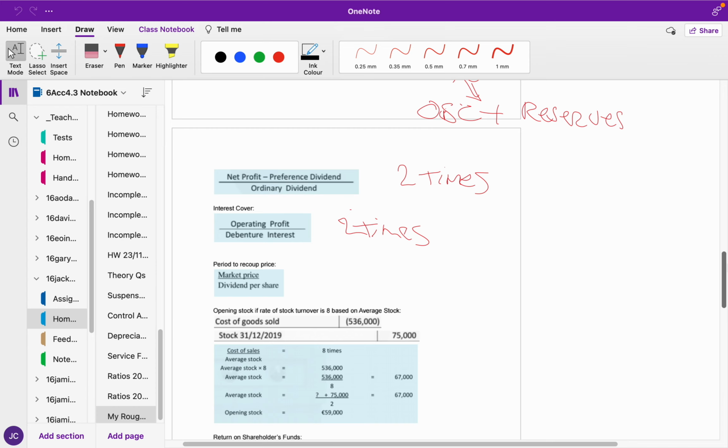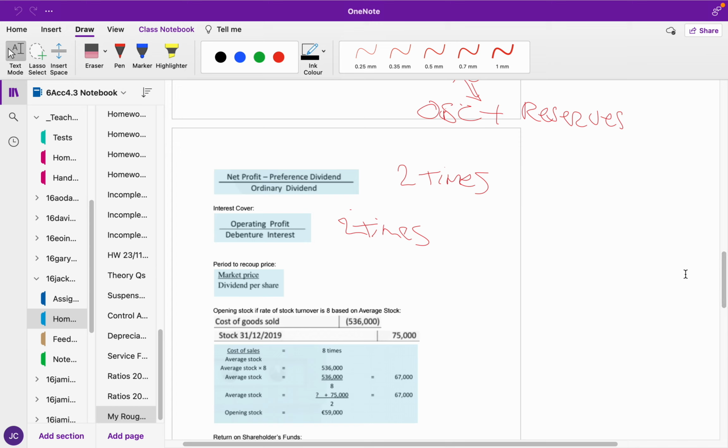Now, the period to recoup price. This is about, if we think about buying shares in the business now, how long would it take us to get our money back based on how much we're paying out at the moment? And you'll give an answer of something years. Very similar to the price earnings ratio, just so we know. Just moving on to the rest of the things that you have here.